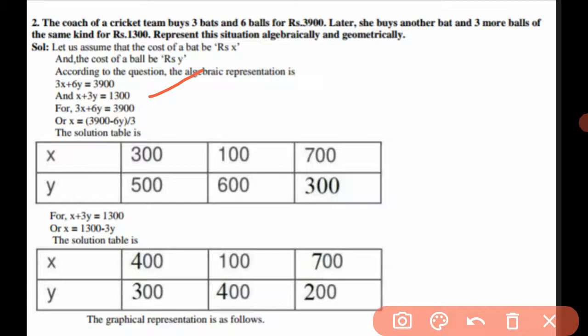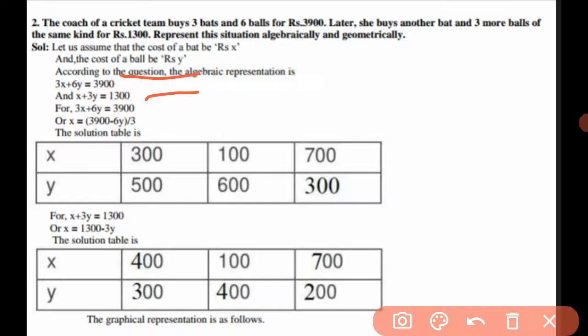Now the second situation says she buys another bat and 3 more balls, meaning one bat, which is x, and 3 more balls, which is 3y. So the total cost becomes 1,300. In this way we have two equations: one is 3x plus 6y equals 3,900 and the other is x plus 3y equals 1,300.